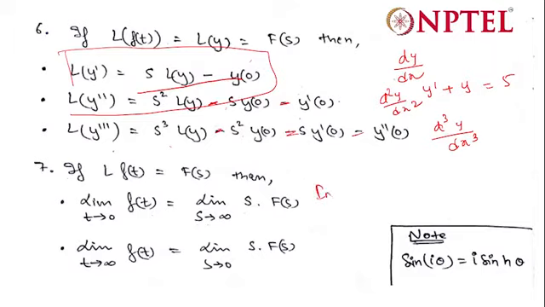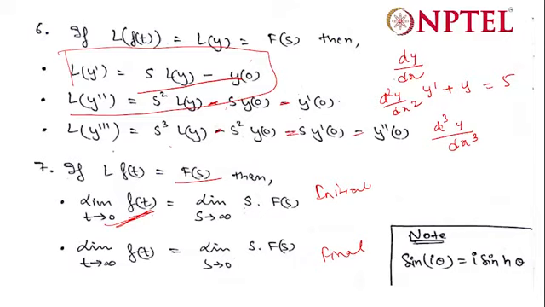This is the initial value theorem. This is the final value theorem. Sometimes they directly give the question. Suppose they give you one function whose Laplace transform is F(s), then they will ask you what will be the limit as t tends to 0 of that function. Or suppose you are not able to calculate the limit of this function, it is not easy, then you can convert this into this form.